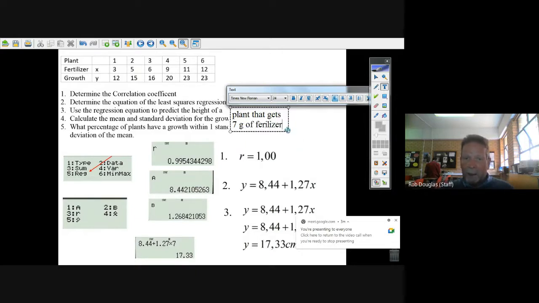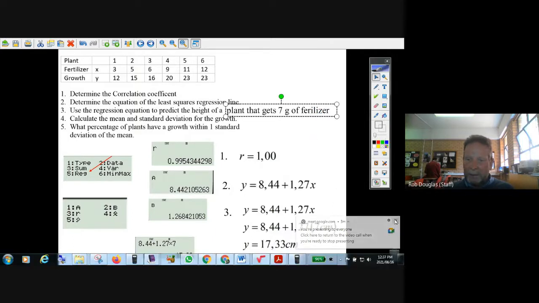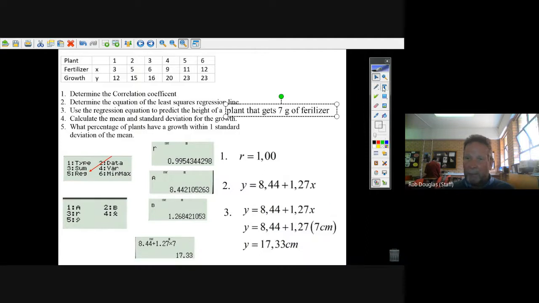Okay, I'm going to change that a little bit later when I send you the questions. For this last question, that's what I want the question to be: a plant that gets 7 grams of fertilizer.